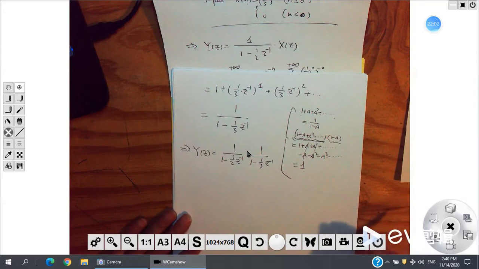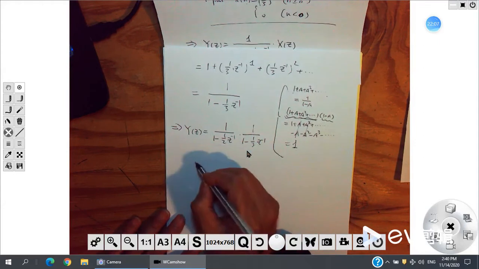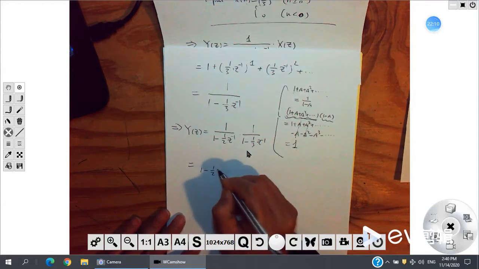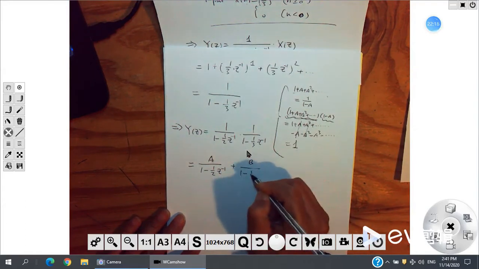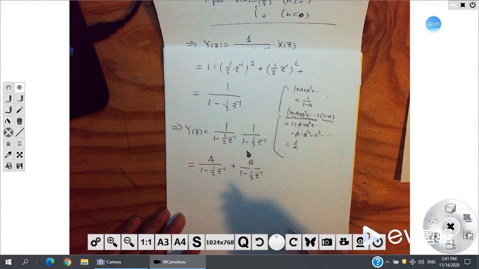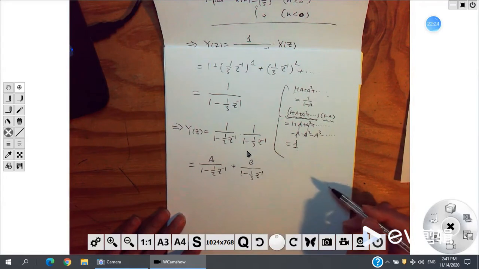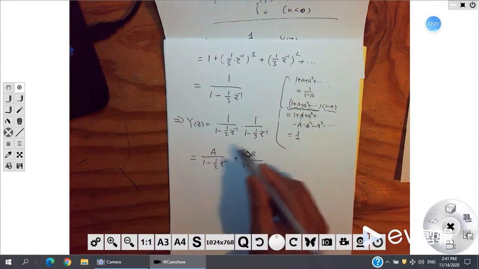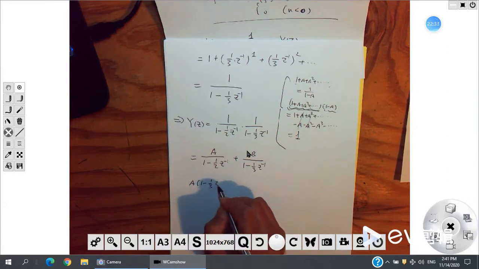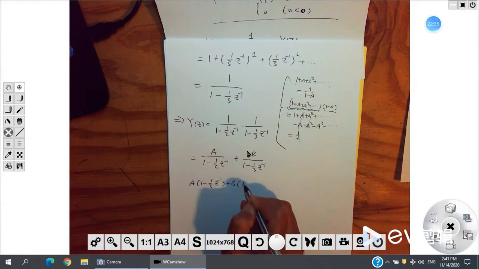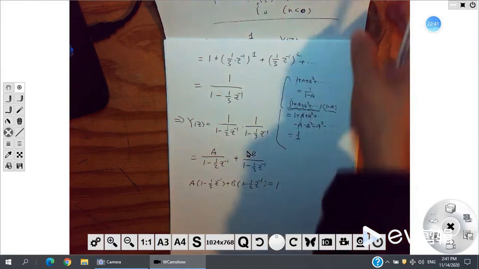Then we want to go back. To go back, we can have a technique. We can write this as 1 minus 1/2 z to negative 1, a over it, and then b over it. Similar with the z transform, we want to use partial fraction to separate it into two parts. Then you can check what these a and b are. So here it's a times (1 minus 1/3 z to negative 1) plus b times (1 minus 1/2 z to negative 1) equal to 1.